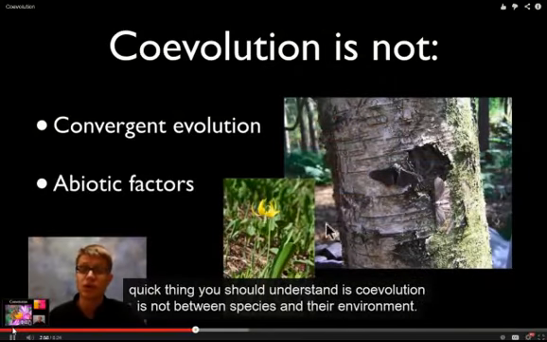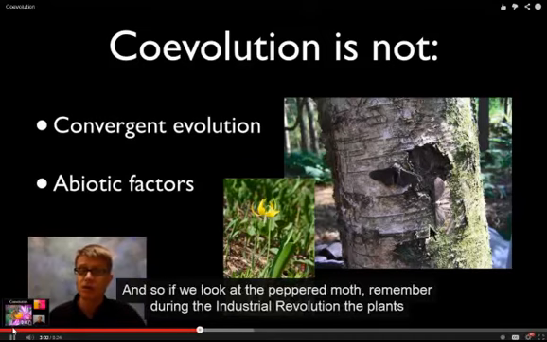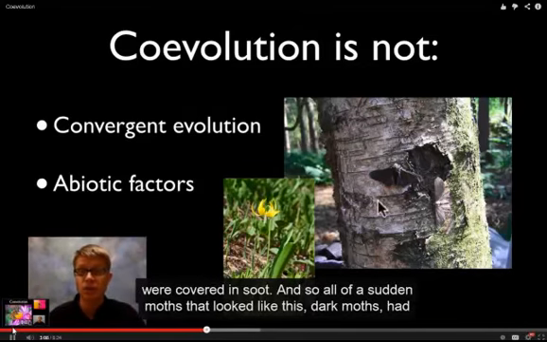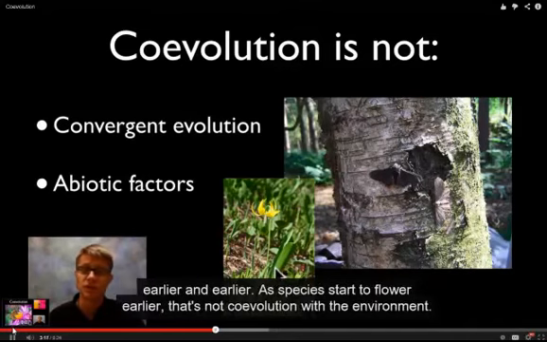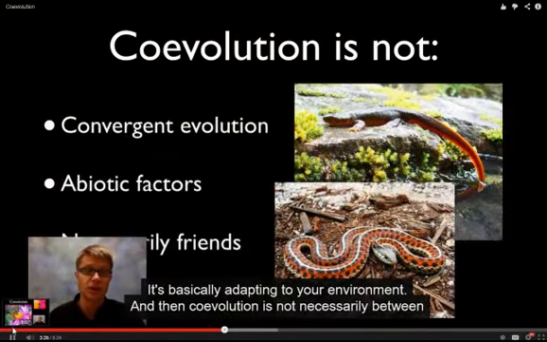Another quick thing you should understand is coevolution is not between species and their environment. If we look at the peppered moth, remember, during the Industrial Revolution, the plants were covered in soot. And so all of a sudden, moths that look like this, dark moths, had an advantage. Well, right now, with global warming, as we start to have spring come earlier and earlier, as species start to flower earlier, that's not coevolution with the environment, it's basically adapting to your environment.